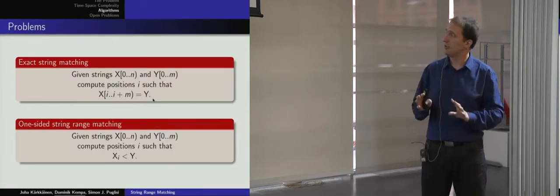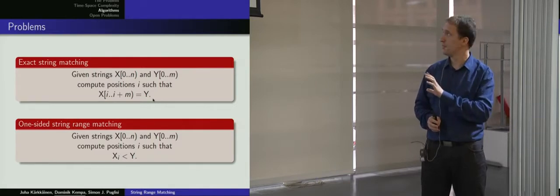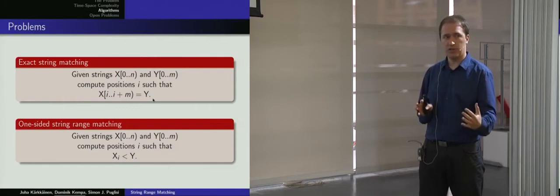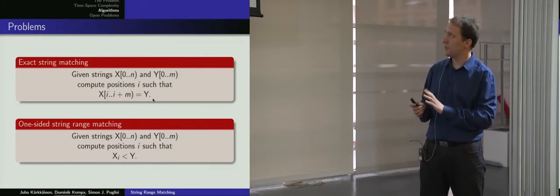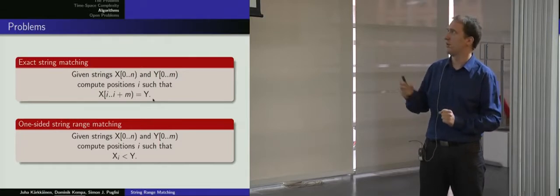So just so we're on the same page, these are the two problems that are relevant for the rest of the talk. We have the string matching problem, in which we want to enumerate suffixes of the text that have the pattern as a prefix. And we have one-sided string range matching, where we are interested in suffixes of the text that are smaller than the pattern.